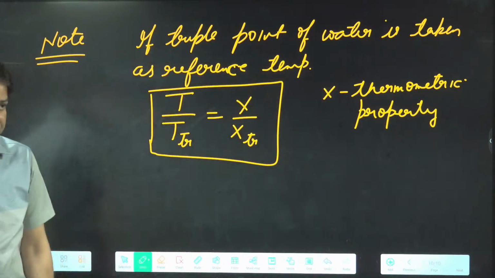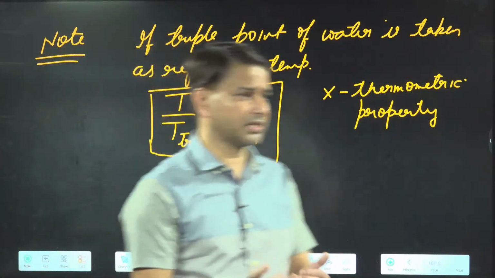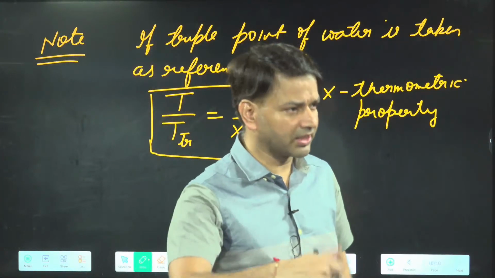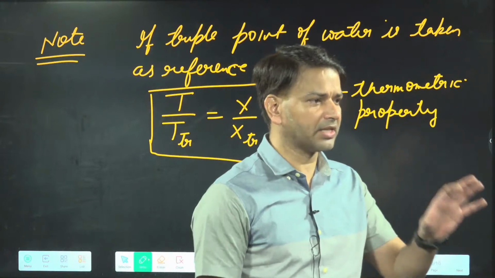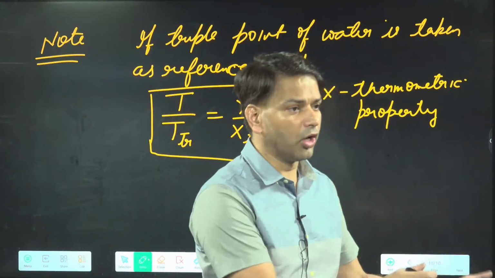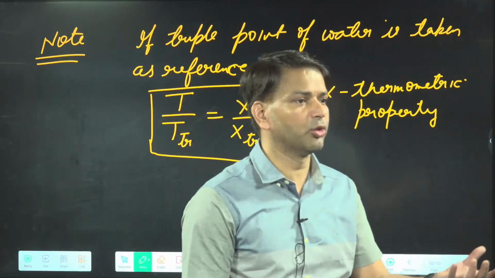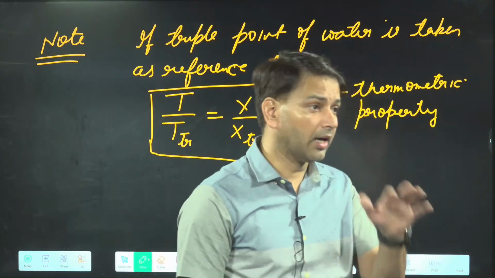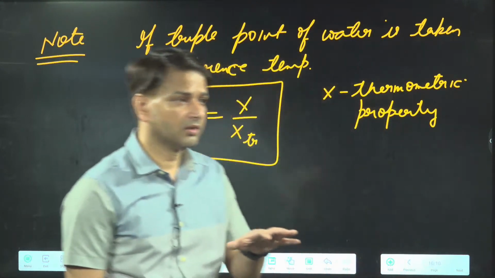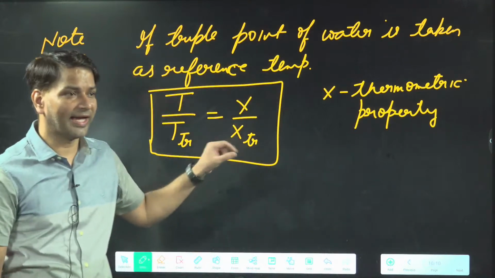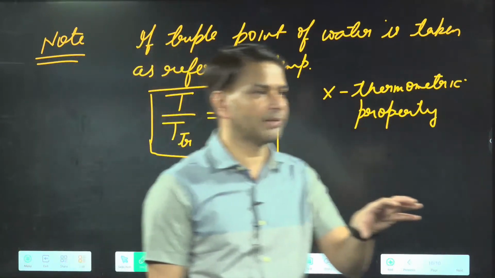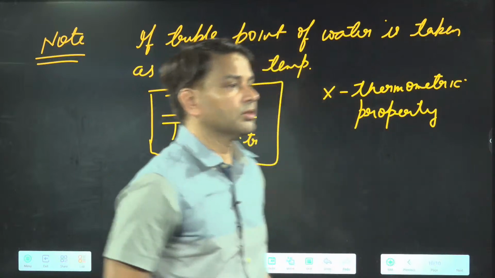Suppose I am taking the pressure gas thermometer. Pressure gas thermometer means I am using the pressure as a thermometric property. Volume gas thermometer means I am using the volume as a thermometric property. Understood or not? So X, whichever thermometric property I am using, I will put that.